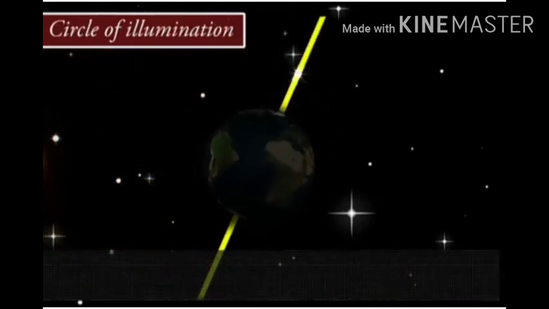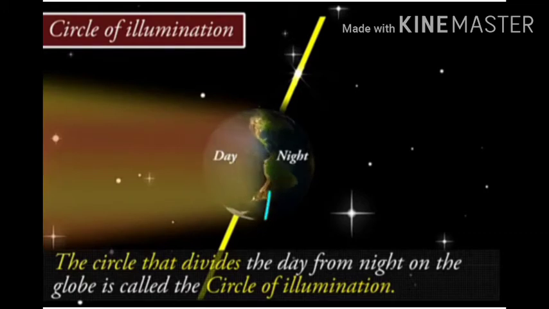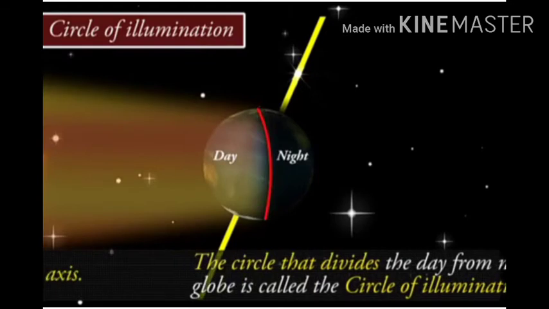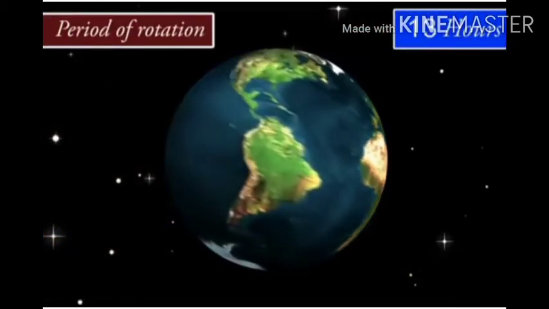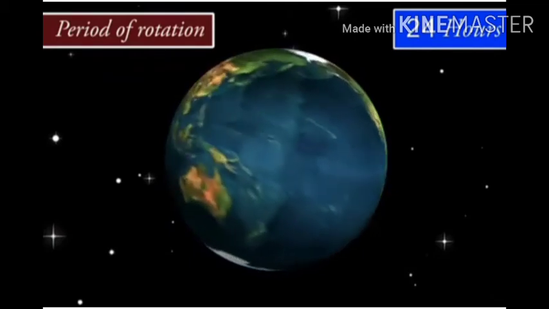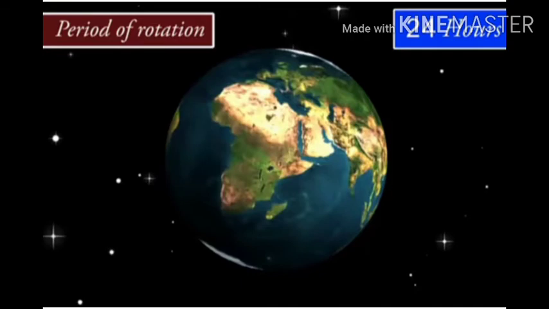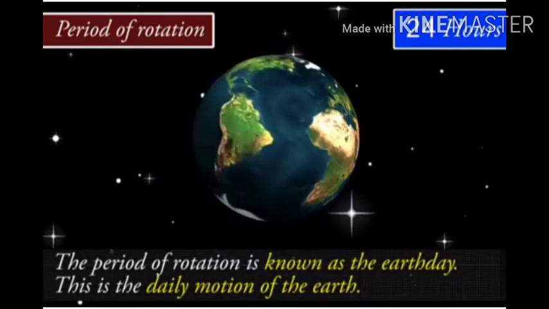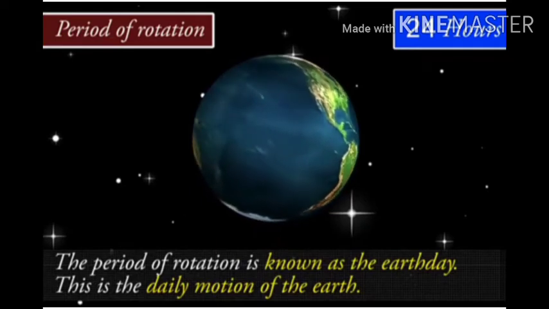The circle that divides the day from night on the globe is called the circle of illumination. This circle does not coincide with the axis. The Earth takes about 24 hours to complete one rotation around its axis. The period of rotation is known as the Earth day. This is the daily motion of the Earth.